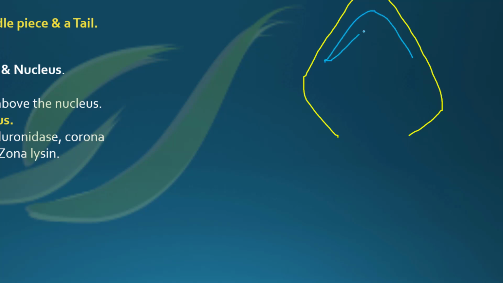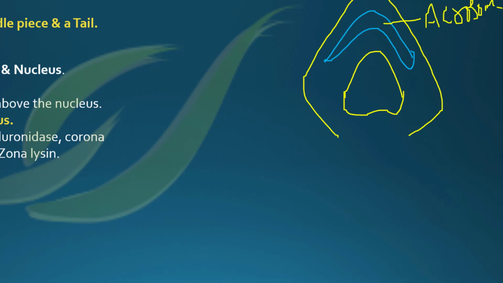So this part is the acrosome, and below the acrosome you can find the nucleus. So the head consists of 2 parts, the acrosome and the nucleus.